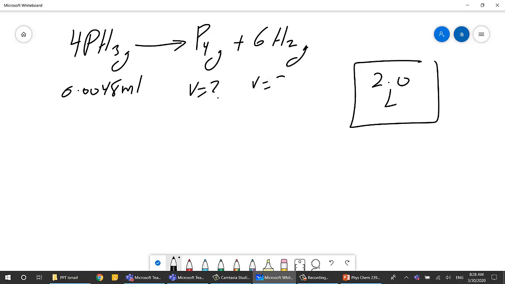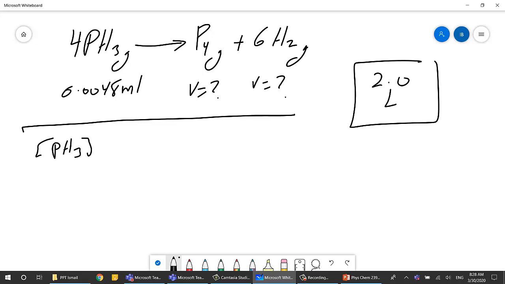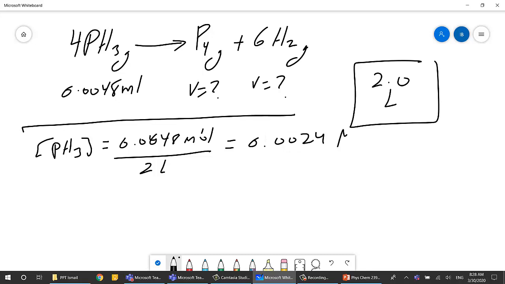Well, that's a very easy question, because first you calculate the concentration of PH3, which is equal to 0.048 mole divided by the volume, which is 2 liters, and you will have the answer to be 0.024 molar. It's easy if this is 1 liter, but because the volume is 2 liters, we just find the concentration to be half of that number.